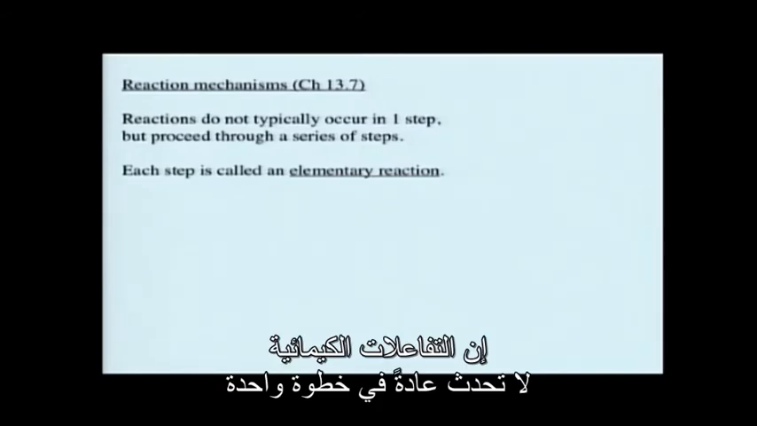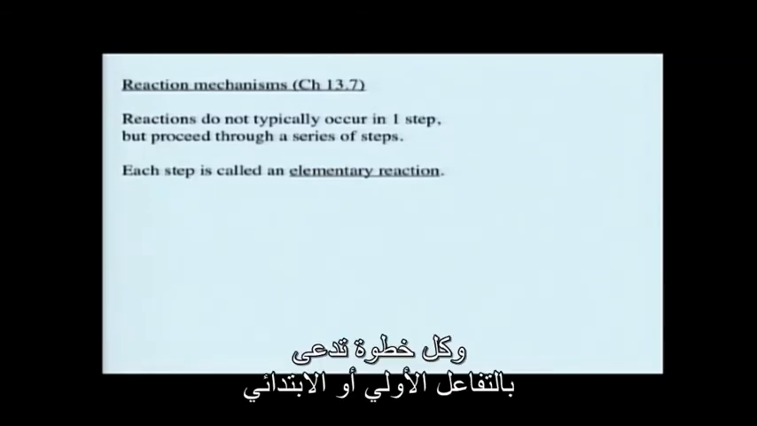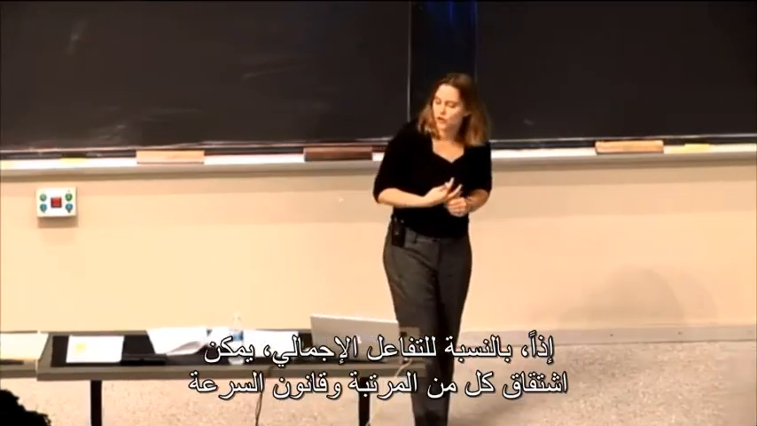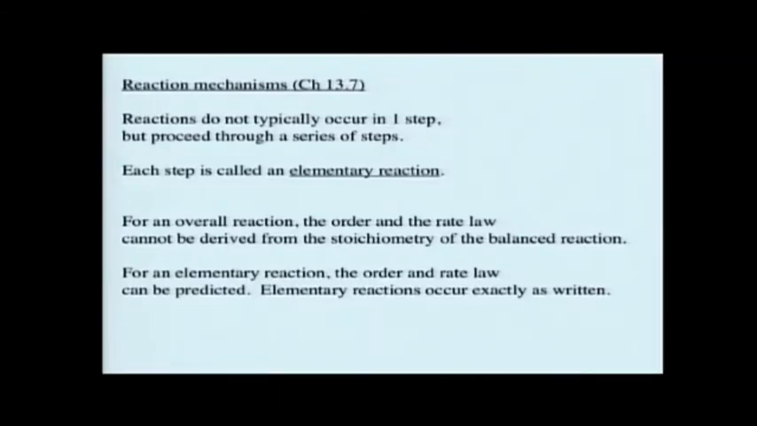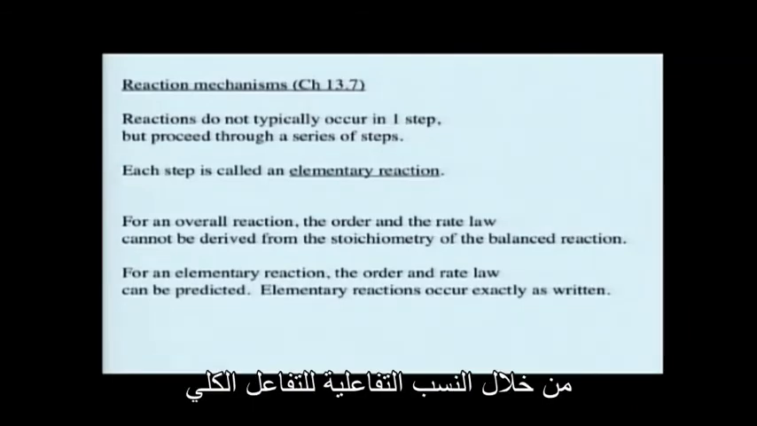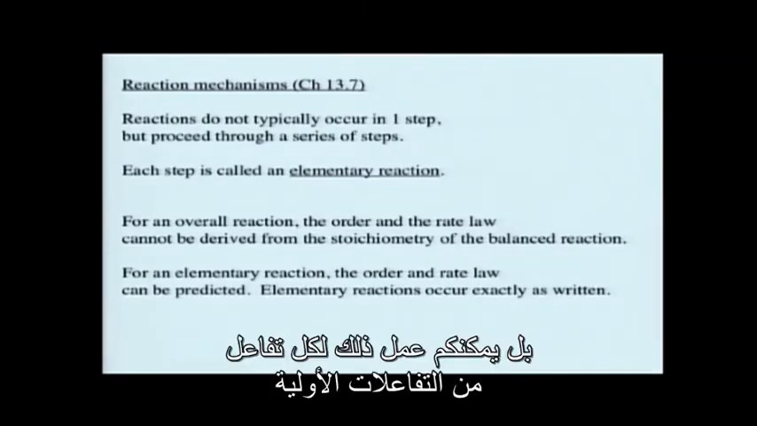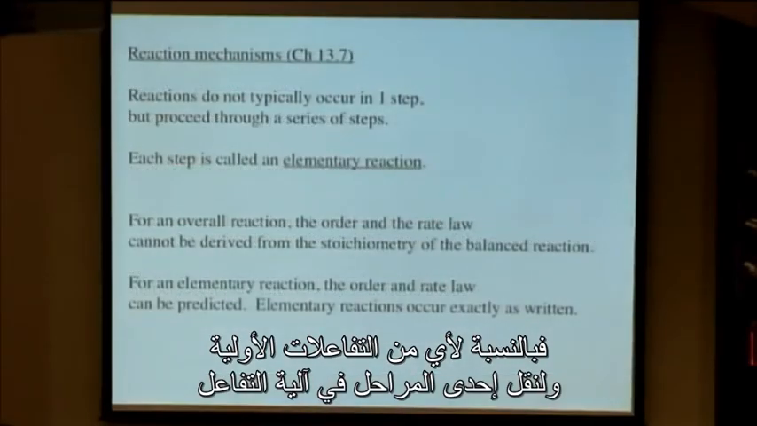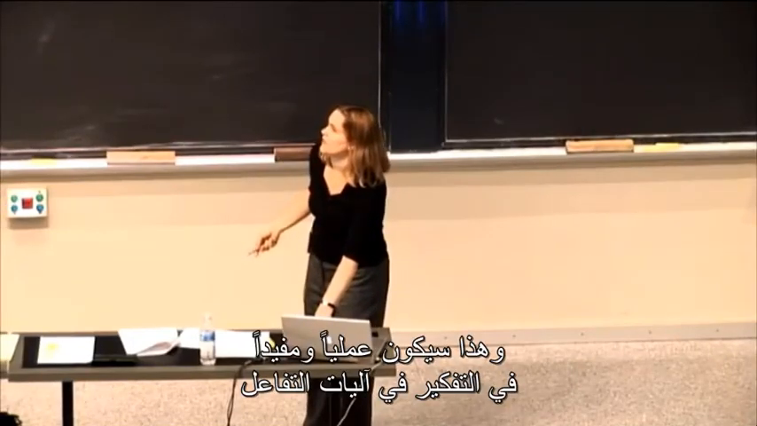So reactions don't usually occur in one step, but occur in a series of steps. Each step is called an elementary reaction. So the overall reaction, the order and the rate law, can't be derived from the stoichiometry for an overall reaction. But for an elementary reaction, you can. So for an elementary reaction, say one step in the reaction mechanism, that step occurs exactly as written, so you can use stoichiometry. And that's going to be handy in coming up with mechanisms.